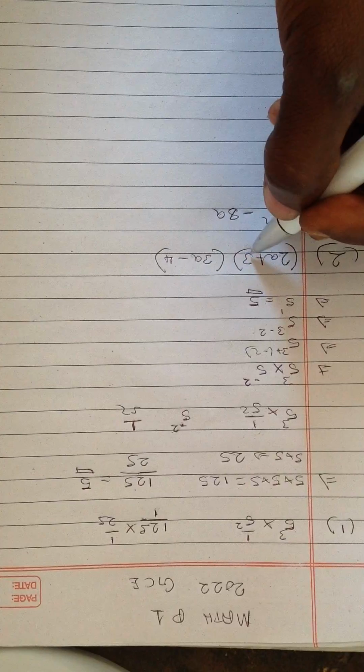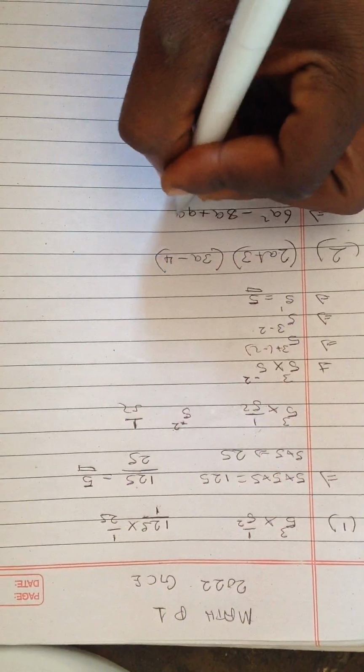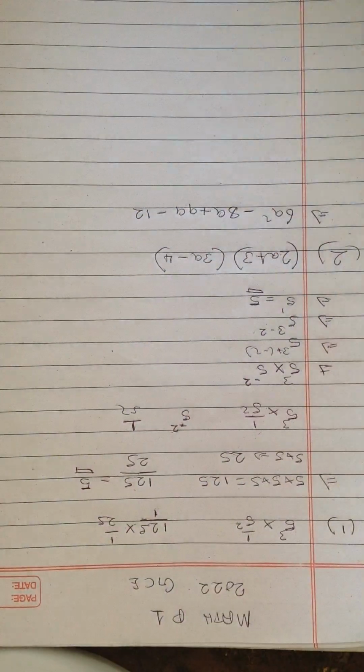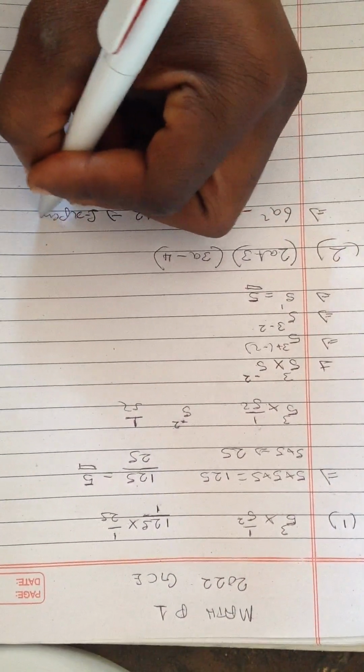I'm done with 2. I'll go to 3. That is 3 times 3a. It will be plus 9a. What is 3 times negative 4? It will be minus 12. So I have this. I have expanded. So this part is expansion.